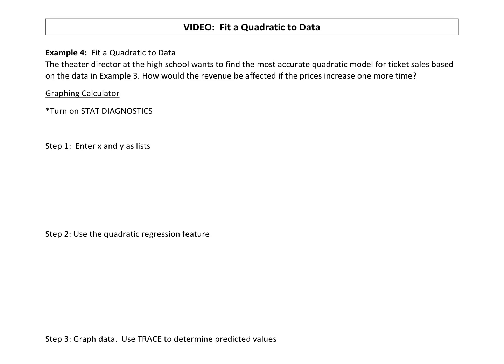All right, in this last example, we're going to learn how to fit a quadratic to existing data. The theater director at the high school wants to find the most accurate quadratic model for the ticket sales based on the data in example 3. How would the revenue be affected if the prices increase one more time? All right, so we're going to use a graphing calculator to do this. This process is called quadratic regression.